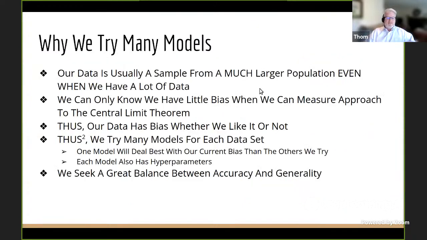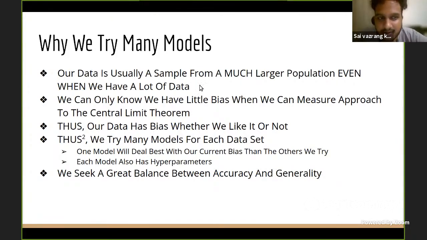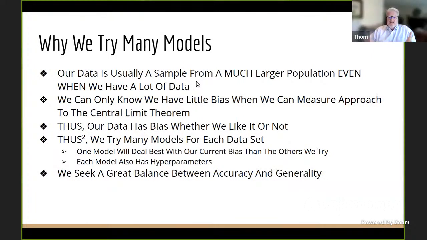So why try many models? Now, I want you to ask me any questions you have on this. Our data is usually a sample from a much larger population, even when we have a lot of data. So does that make sense, Si? Yeah. So even if it's a lot of data, the whole population of data we could get is huge. But we can only know we have a little bias when we can measure approach to the central limit theorem.